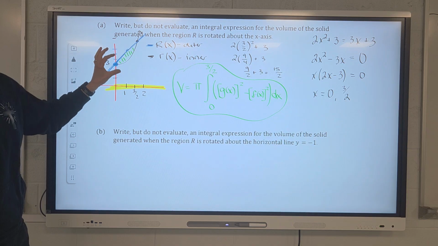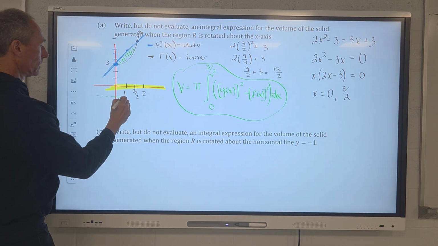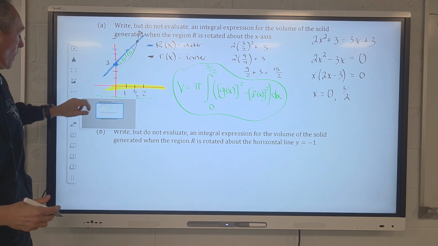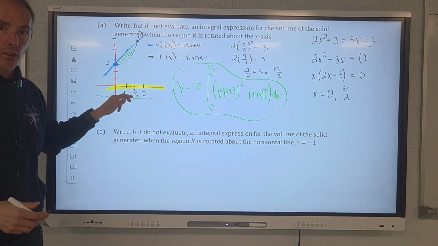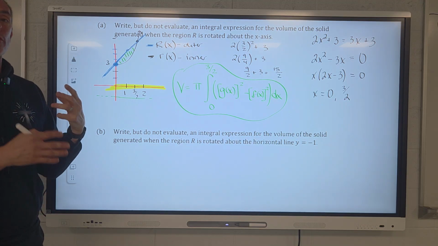So the outer versus inner is still the same. If I drew -1 in down here, the outer radius is still the line. The line's still farther away from the actual axis of revolution here, which is this y equals -1 line. But what changes is the radius.